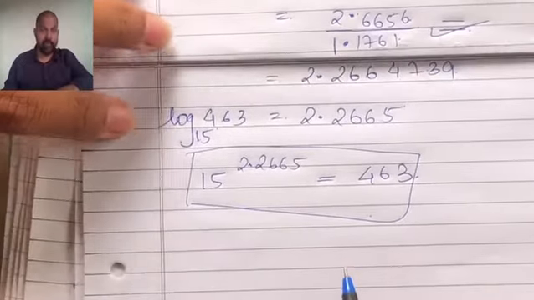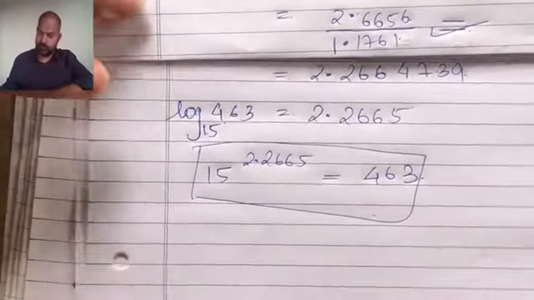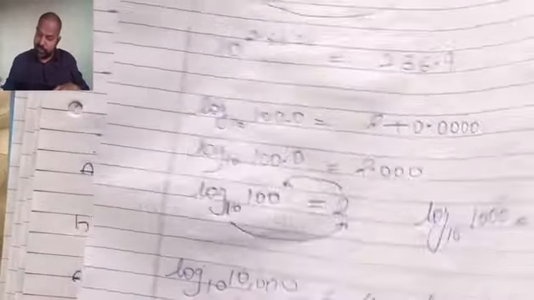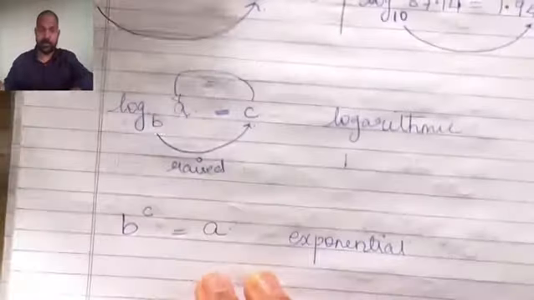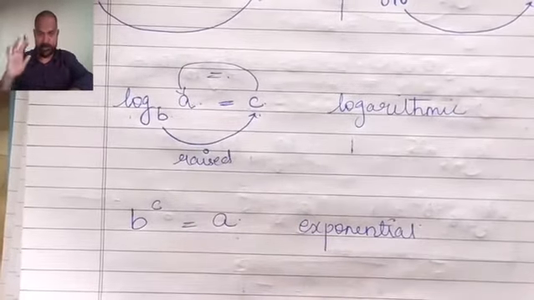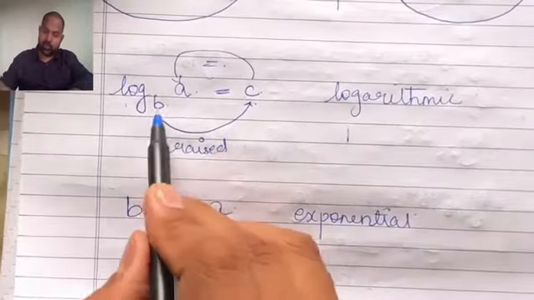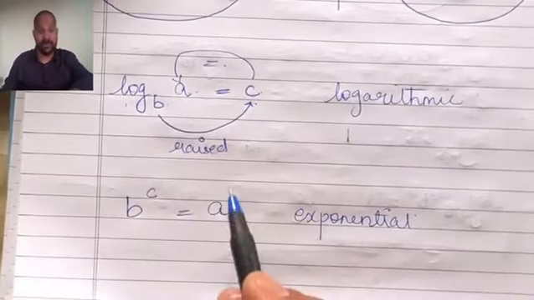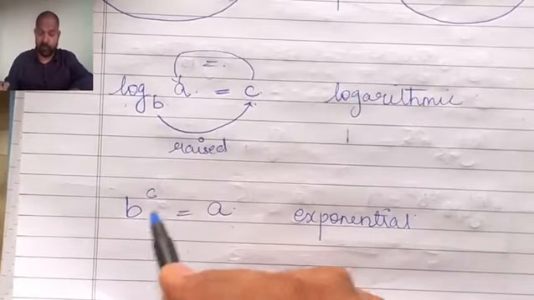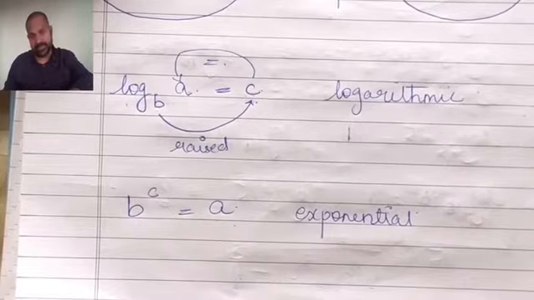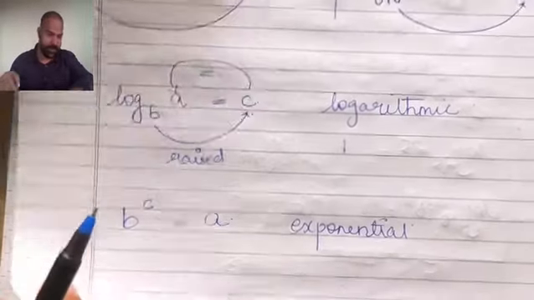So as of now, we have done three things. Number one, what is the relationship between a, b and c. That is, if log of a to the base b is c, then b raised to c is a. Basically, I am asking you, what should I raise b to get the value a? Or a is which power of b? So a is the cth power of b. This is the logarithmic relationship between a, b and c. This is the exponential relationship between a, b and c.